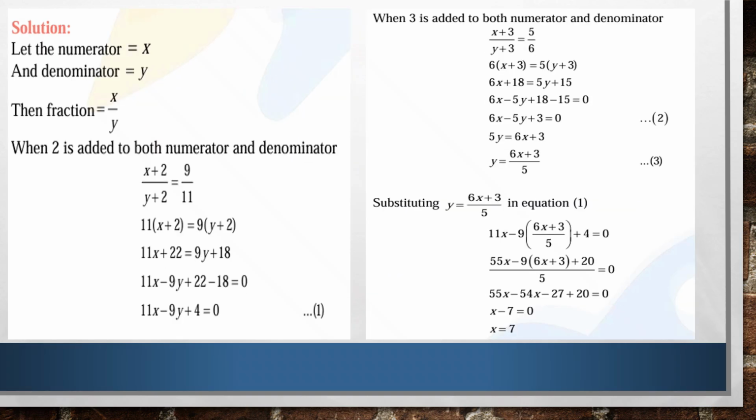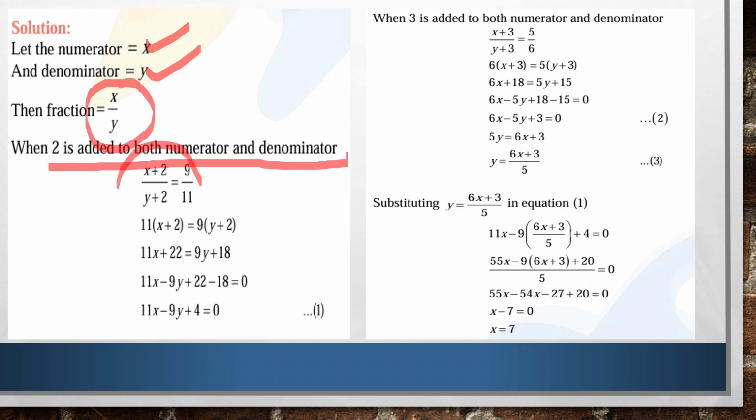Let us continue with the next problem, that is the fifth problem of the third main. A fraction becomes 9 by 11 if 2 is added to both the numerator and denominator. If 3 is added to both numerator and the denominator, it becomes 5 by 6. Find the fractions. Here we have to find the value of the fractions. Let the numerator be x and the denominator be y. So the fraction can be written as x by y. When 2 is added to both the numerator and the denominator, I can write x plus 2 divided by y plus 2 is equal to 9 by 11, as it is given in the question.